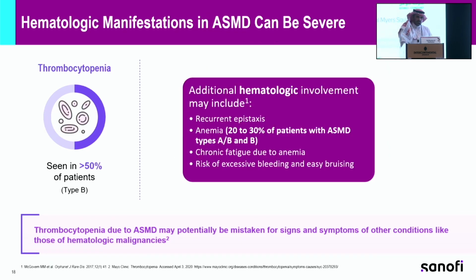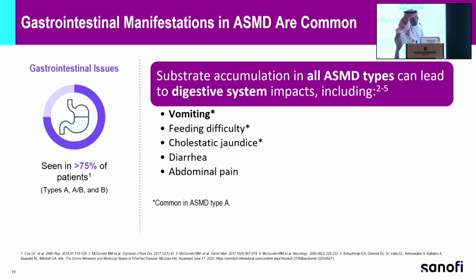Hematological presentation: they can present with thrombocytopenia in 50%, and also with anemia in around 20 to 30%, especially in type AB and B. GI symptoms are found in 75%: general symptoms, abdominal pain, vomiting and diarrhea, and that's also common in type A.